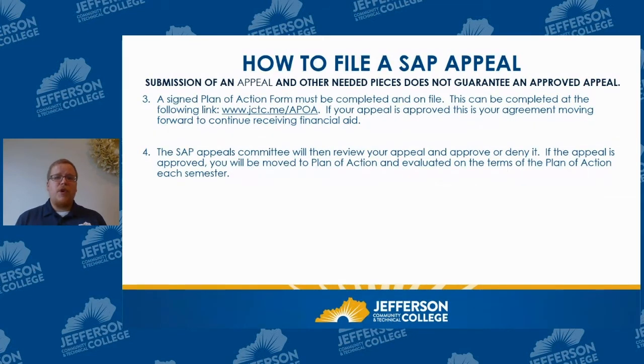The committee will then review your appeal and either approve or deny it. If it's approved, we'll put you on the plan of action status we discussed earlier, and we will make sure that you meet that plan of action each semester. So every semester, we're going to relook at your file and see if you've met it or not. As long as you're meeting the plan of action, you will continue on plan of action unless your file should be suspended for another reason, such as maximum time frame.